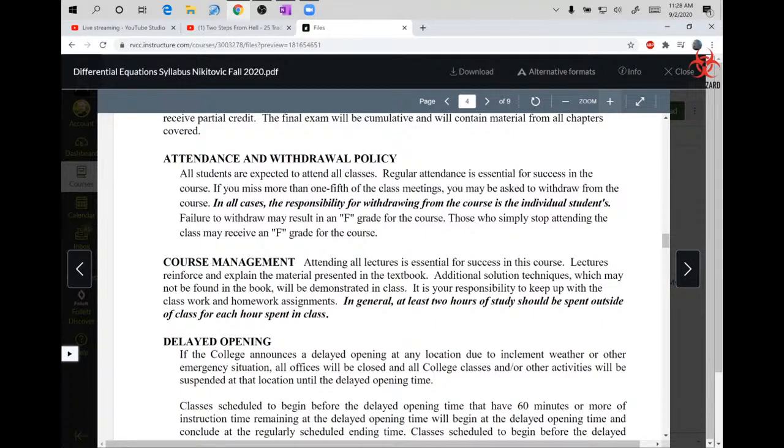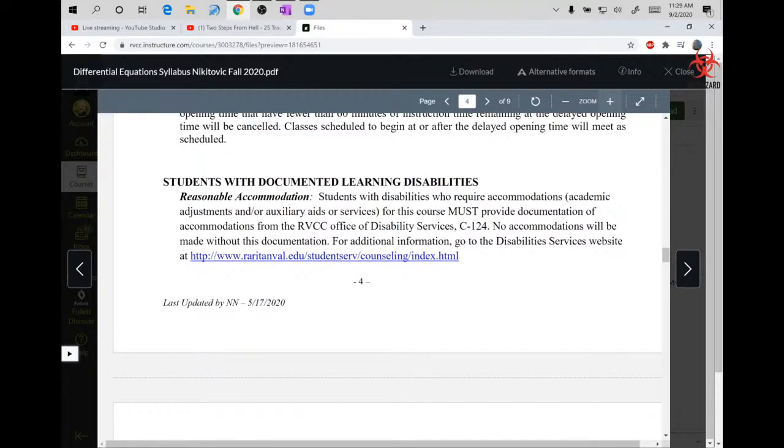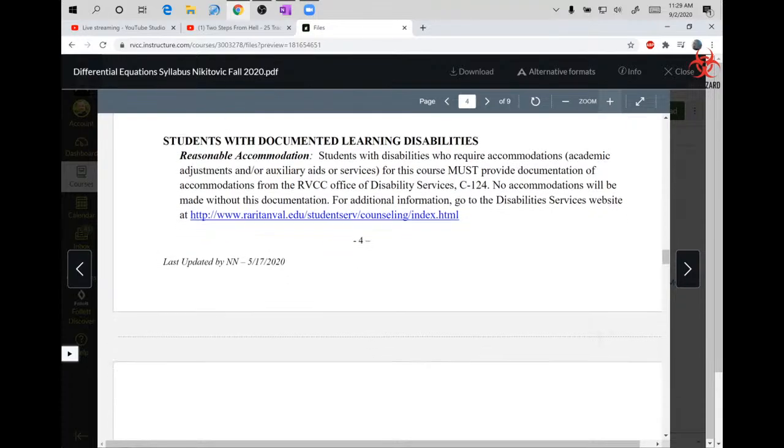Course management, well, I'm the manager, that's it. We know what happens in the class. Delayed opening is going to be for a year, so we have a delayed opening of 365 days. So that's that part. If you need any accommodations, please send the letter to me, and we'll make sure everything is followed through.